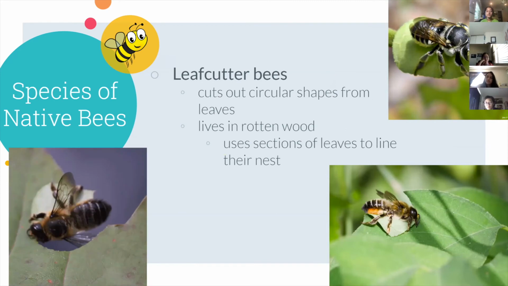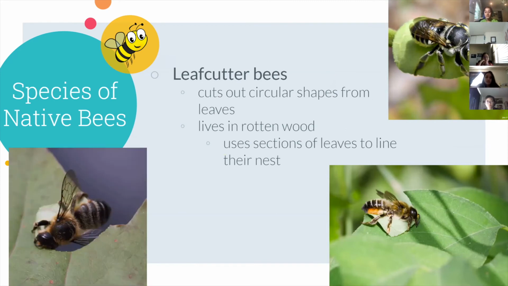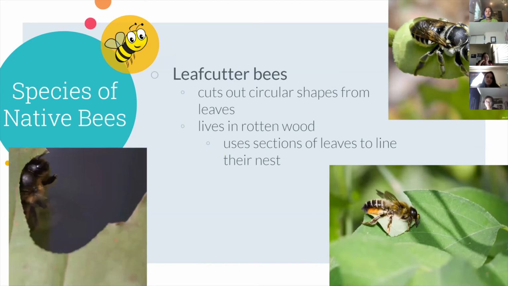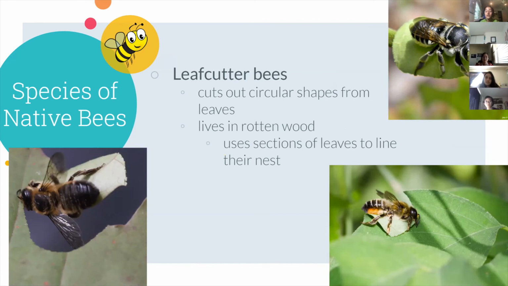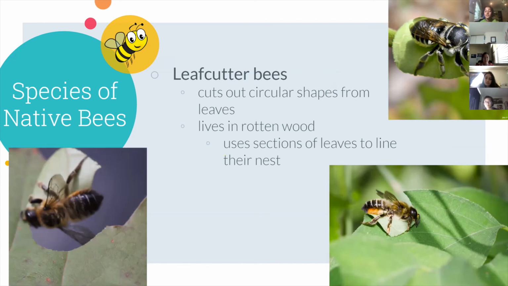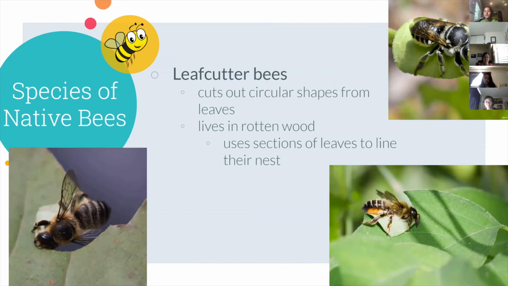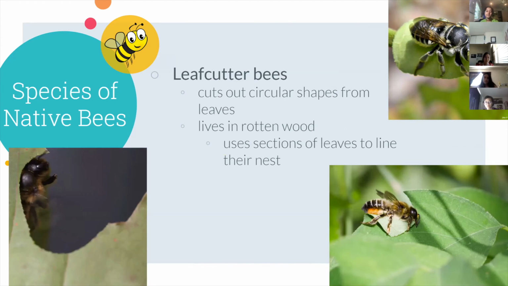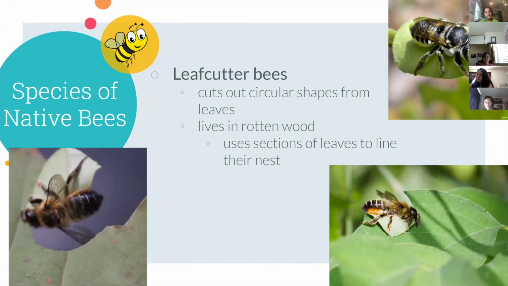Another type of bee is a leafcutter bee, and as the name suggests, leafcutter bees have a part around their mouth to cut out circular shapes from leaves, and they live in rotten wood and use sections of leaves to line their nests, and they're very important for alfalfa, which is cow feed. Next slide.